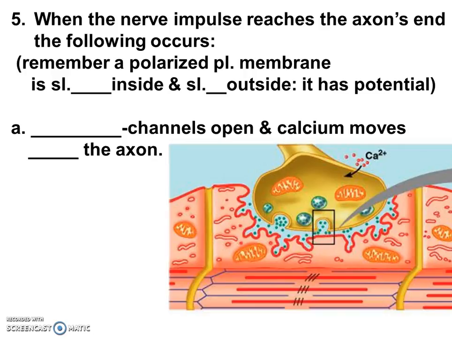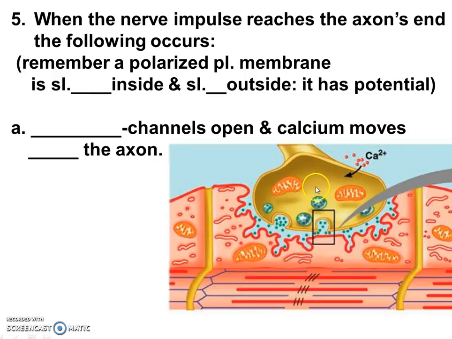So let's fill that in on the notes. When the nerve impulse reaches the axon's end, the following occurs. Well, before we can understand what occurs, we have to go back to chapter 3. Remember that when you have a membrane to be polarized or resting, ready to do work, it's going to be slightly negative on the inside and slightly positive on the outside. And so this muscle membrane is slightly negative on the inside, slightly positive on the outside.